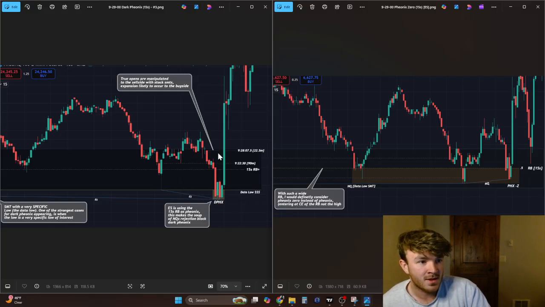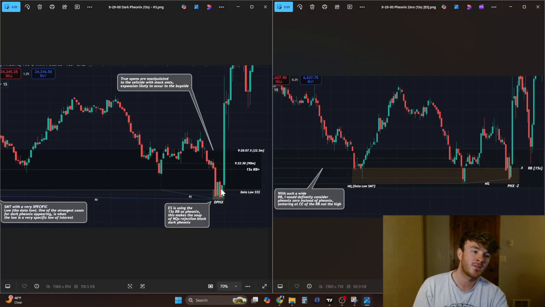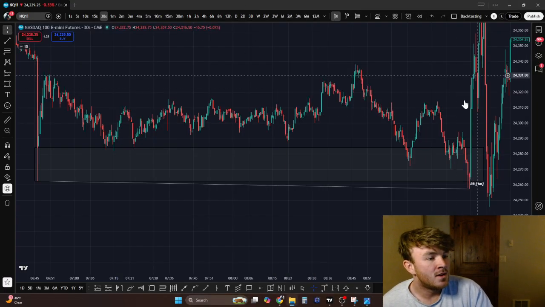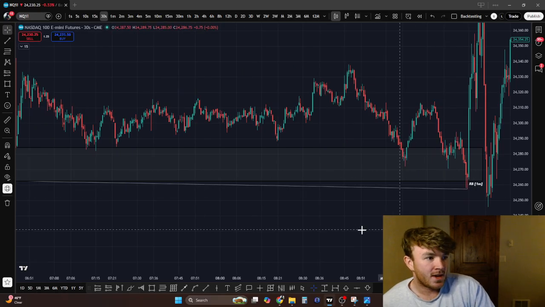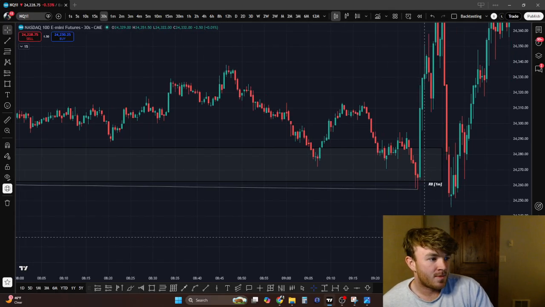That kind of made it hard for me, but if you had conviction, you could have taken this as a Dark Phoenix, just a soup of the rejection block, especially going into market open. Once again, the fact that it's a very specific low, it's the data low, gives me a lot more conviction that this is going to be a soup, right? Basically, Dark Phoenix, when I say it, is just a soup of a rejection block with SMT. That's basically what I mean. So anyway, bang, SMT with the rejection block, we go up.